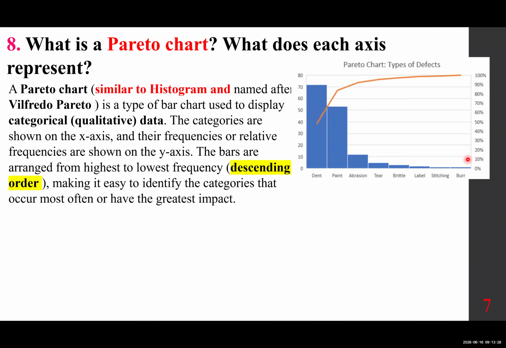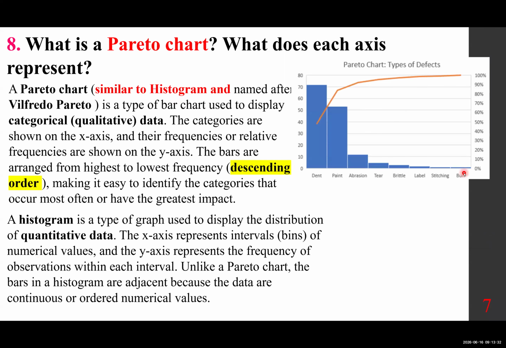You see bars, and it goes from the largest to the smallest. A histogram is a type of graph used to display the distribution of quantitative data. So this is for qualitative. This is for quantitative. That's the difference.